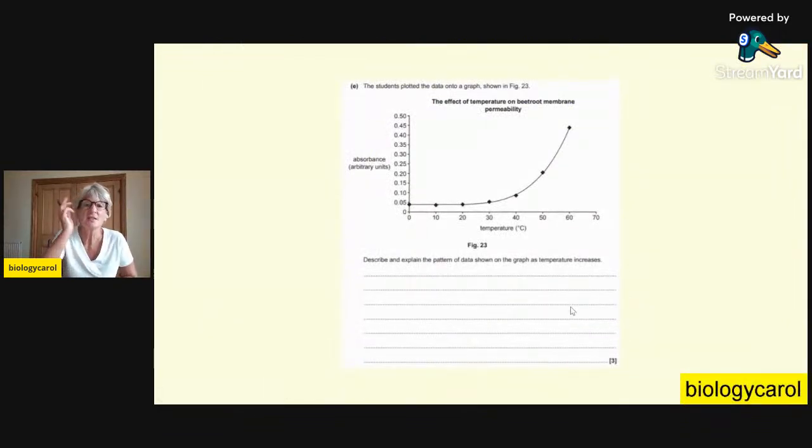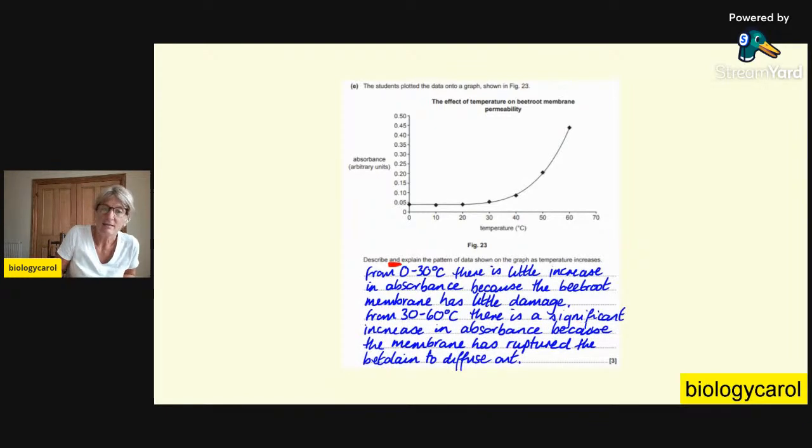The students plotted the data onto a graph shown here. Describe and explain. Describe is saying what something is like. Explaining is saying why or how it is like the way it is. So describe and explain the pattern of data shown on the graph as temperature increases. Here is what I wrote.